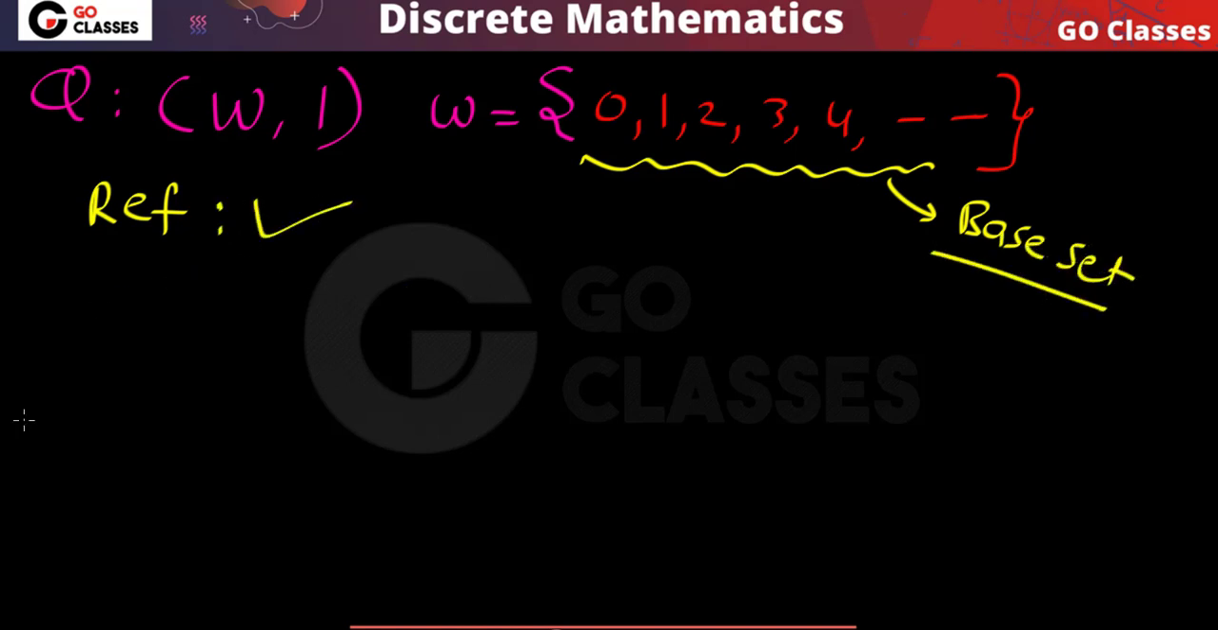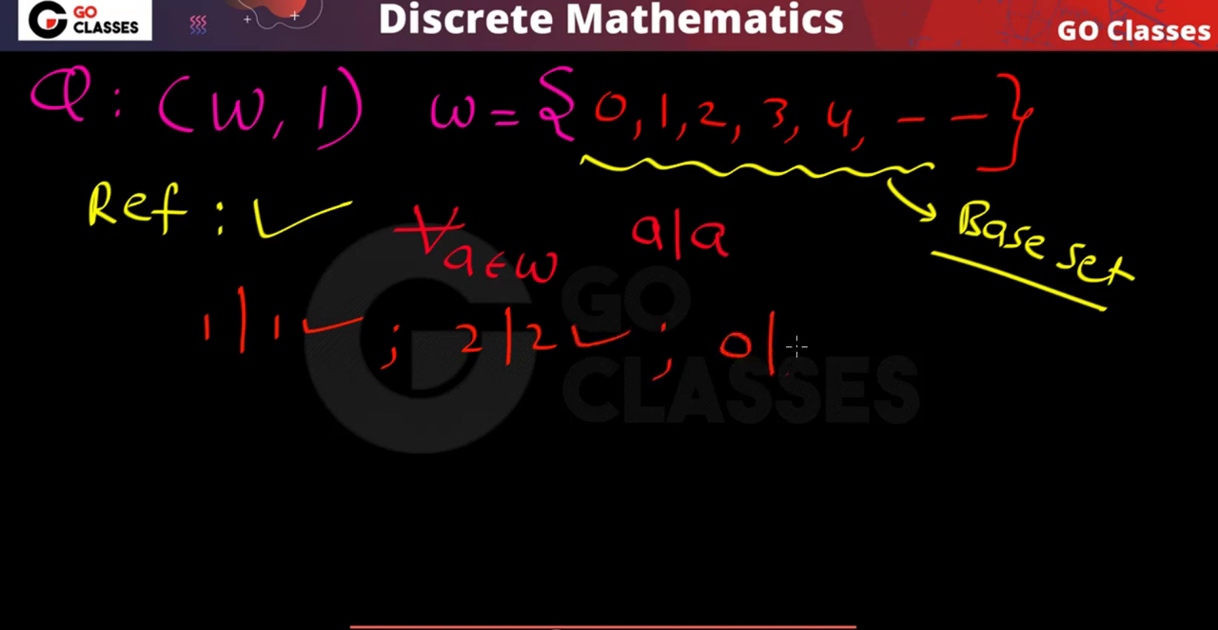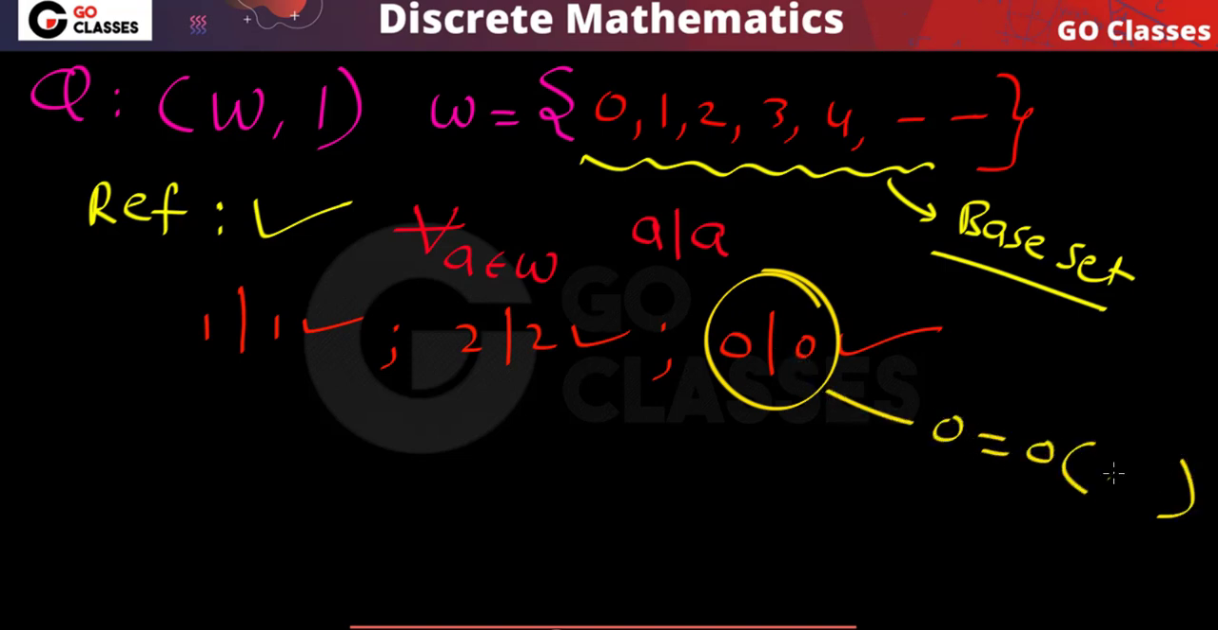Yes, this is reflexive because for all a in our base set, I can say a divides a. You can notice 1 divides 1, this is true. 2 divides 2, this is true. Can I say 0 divides 0? We have already seen, yes, this is correct. 0 divides 0 because this is the divisibility relation. Remember, I am not asking you the value. I am asking whether 0 divides 0 or not. Yes, this is true, because I can write 0 as an integer multiple of 0. So the reflexive property is satisfied.